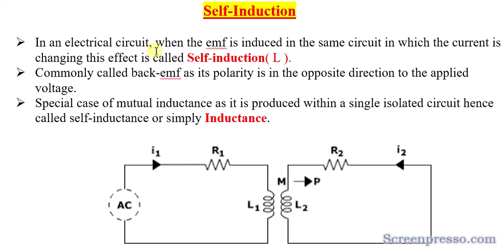So in an electrical circuit, when the EMF is induced, meaning EMF is created, in the same circuit in which the current is changing, this effect is called self-induction. That means whenever the current is changing, an EMF is induced in the same circuitry. That is nothing but self induction. It is denoted by capital L.